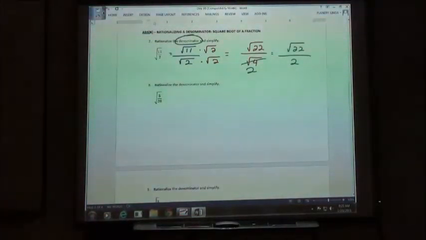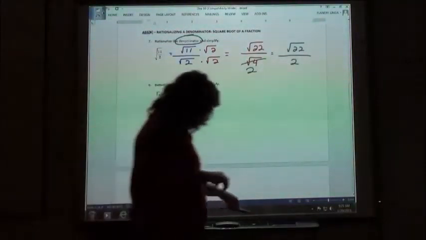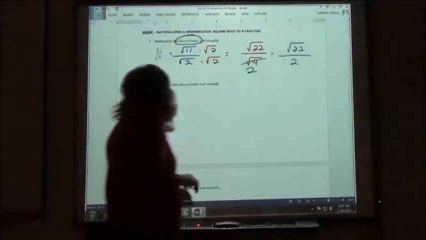Are you taking this or can I keep this? You're going to keep that for a while. You'll turn it in eventually. I'm putting my little notes on here. Right.